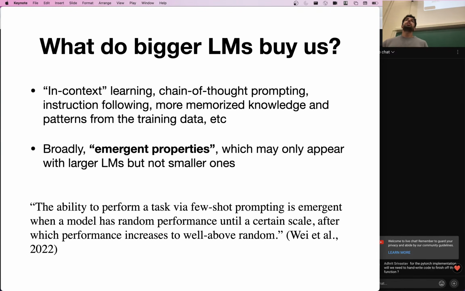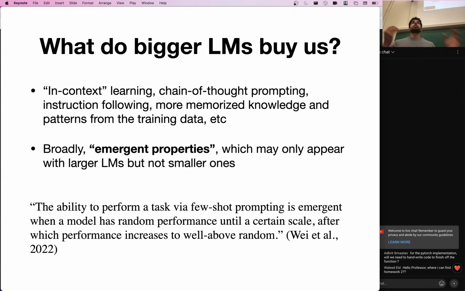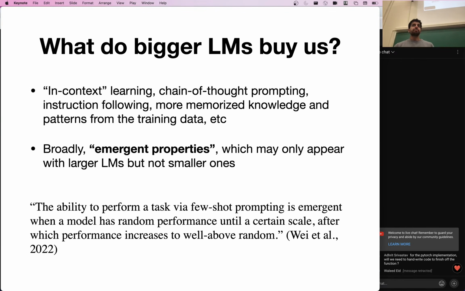So if you take an instruction following data set, we talked about instruction tuning. If you perform instruction tuning on a small model, it does not generalize to new instructions that are held out. Only larger models seem to exhibit this behavior. There's also more abstract things, right? If we have a larger model that's trained on more data, perhaps it can memorize more facts about the world and then use them in its responses to held out queries, right? Or maybe it's able to better memorize patterns in the data set that it's seen just due to the added capacity of having more parameters.